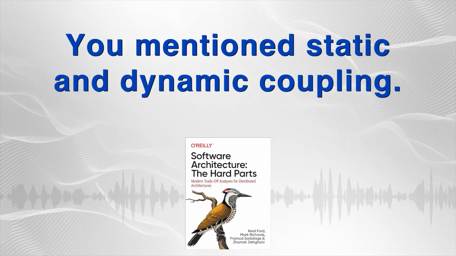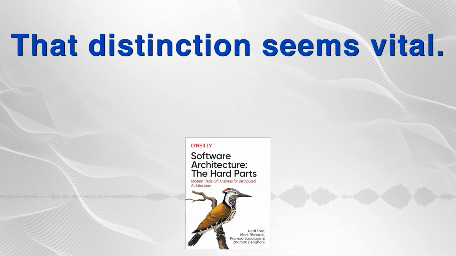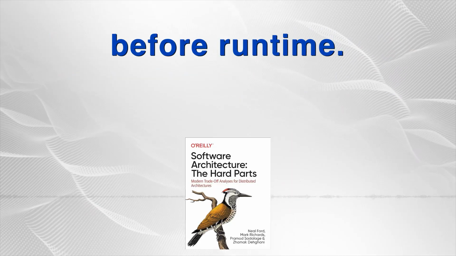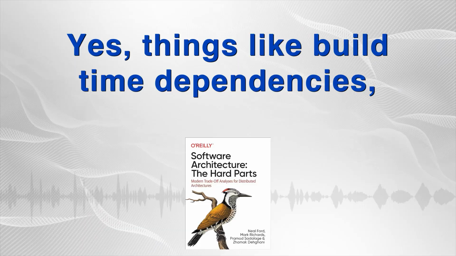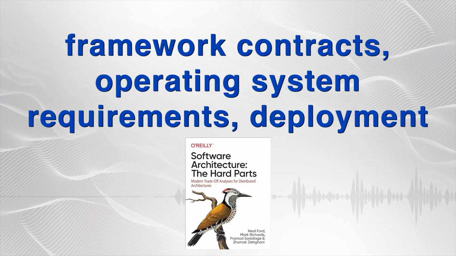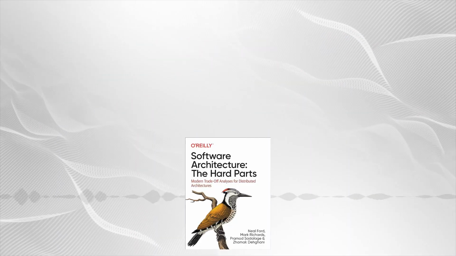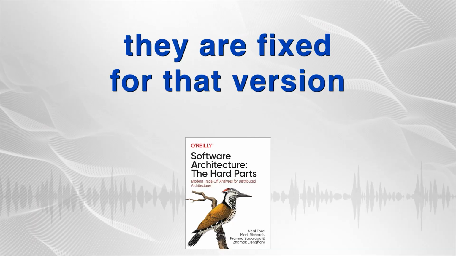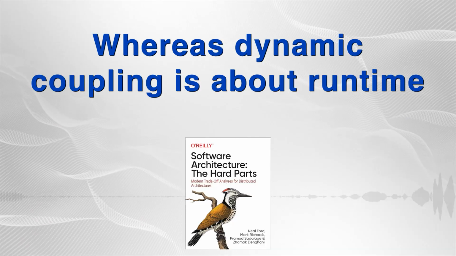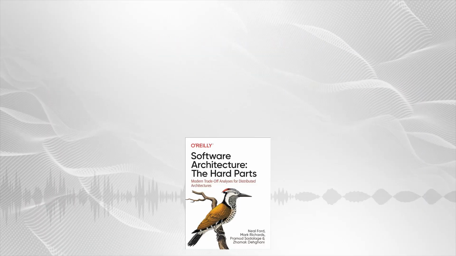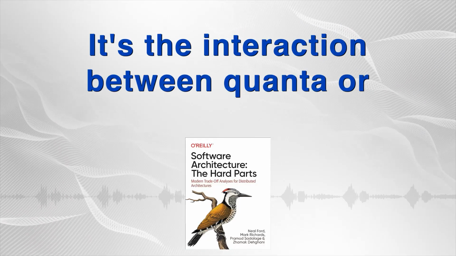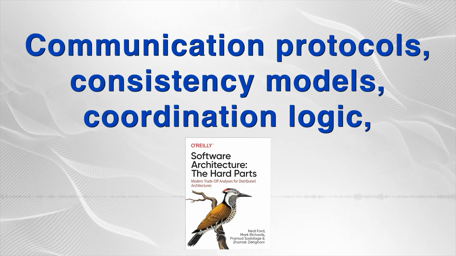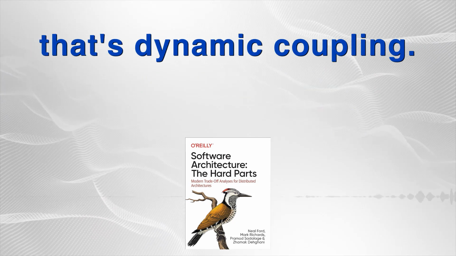You mentioned static and dynamic coupling. That distinction seems vital. Static coupling refers to dependencies resolved before runtime. Yes, things like build-time dependencies, framework contracts, operating system requirements, deployment needs. They're static in the sense that they are fixed for that version of the quantum. Whereas dynamic coupling is about runtime behavior. Exactly. It's the interaction between quanta or components at runtime. Communication protocols, consistency models, coordination logic, that's dynamic coupling.